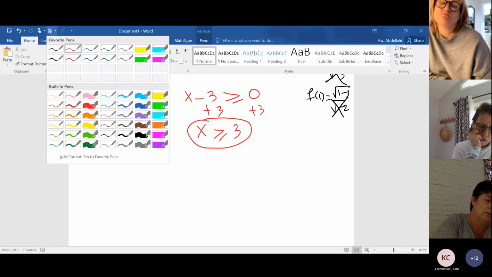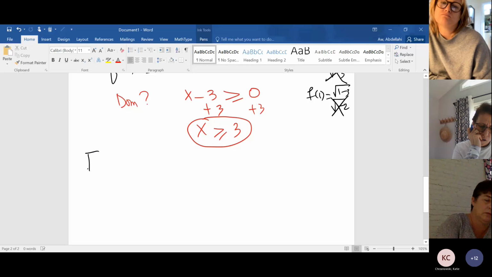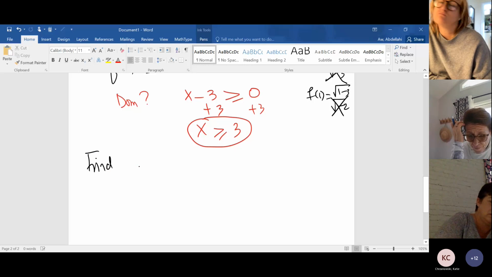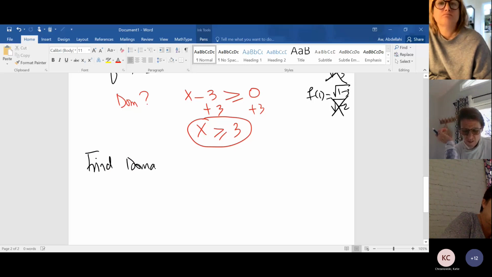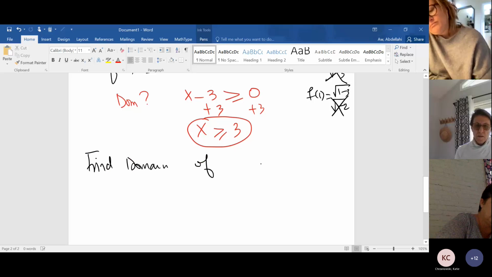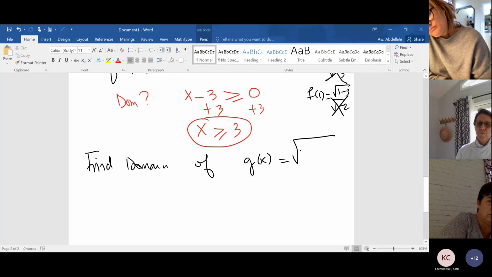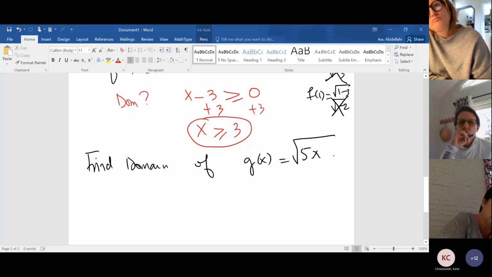So what is the domain of? Find the domain of g of x equal to the square root of 5x plus 30, or plus 40. Go ahead.